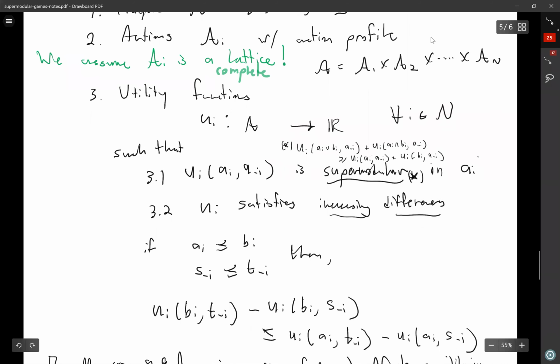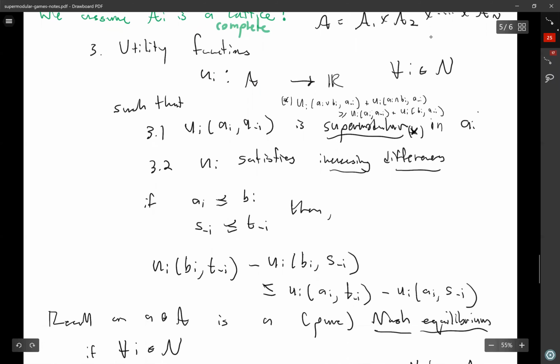So as in any other game, we have a utility function, U_i, from the action profile, that given a strategy that I have, which is a_i, and the strategies of everyone else, which in notation that is very common is a_{-i}, so it's everybody, all the agents except for me. So we assume that this U_i is a supermodular function in a_i, which means that if we fix a_{-i}, then this function is supermodular.